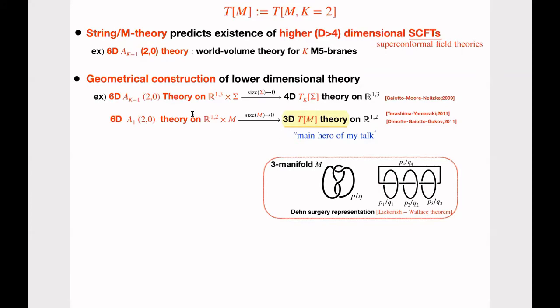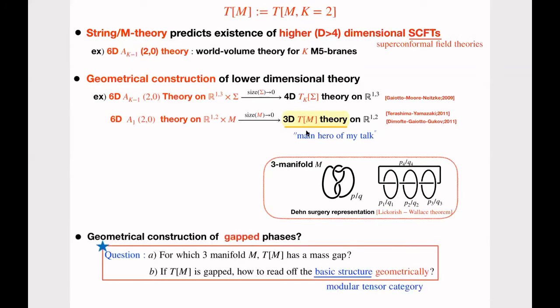So the thing is that using this M theory, we can construct the 3 dimensional theory labeled by the choice of the internal 3 manifold. That's the only thing I want to say here. Then the natural question is that this T_M is a 2+1 dimensional quantum system. Then we can ask the following question: for which three manifolds does this 2+1 dimensional quantum system have a mass gap?